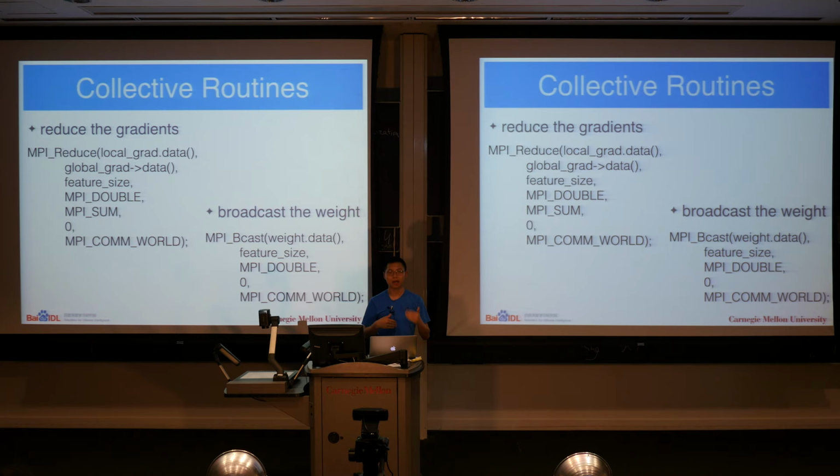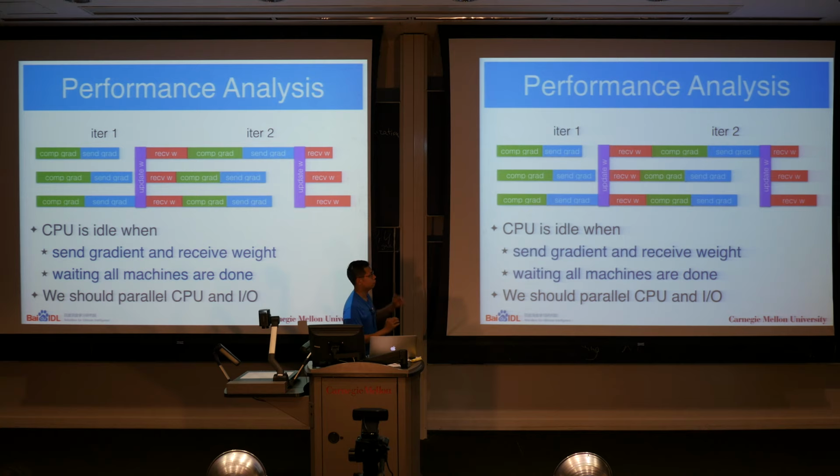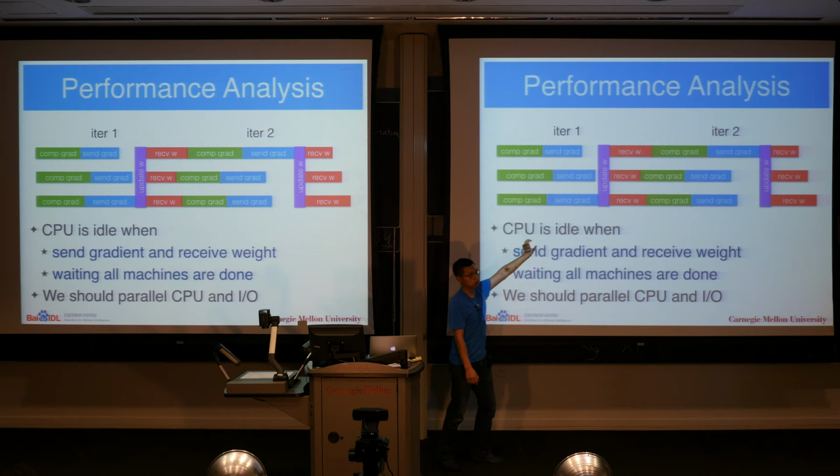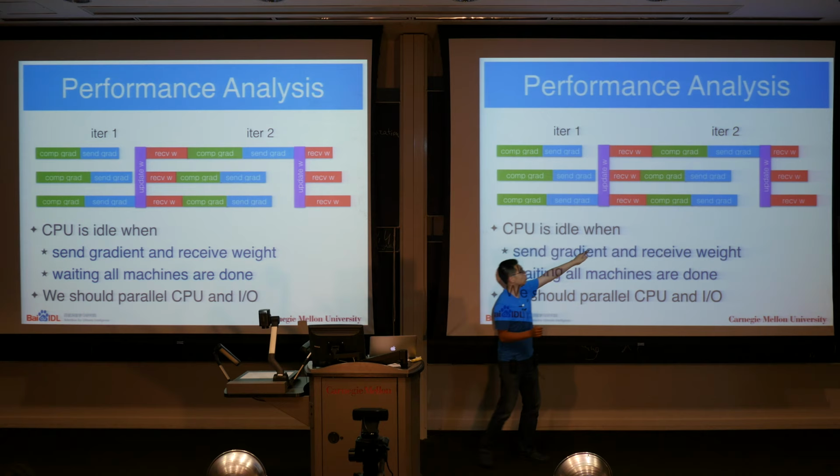To analyze the performance, this figure shows how you typically run an MPI job. Here are three machines, showing two iterations. Each machine starts by computing the local gradient. After computing, you do reduce, that is, you send the gradient to the rank 0 machine. Once the rank 0 machine gets all these gradients, you can update the weight. After the weight is updated, you broadcast, that is, you send the weight to all these machines. And now, once a machine gets the updated model, it can start computing the next iteration.